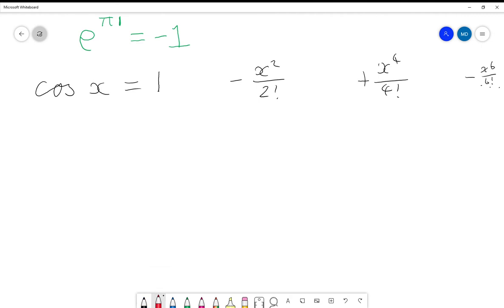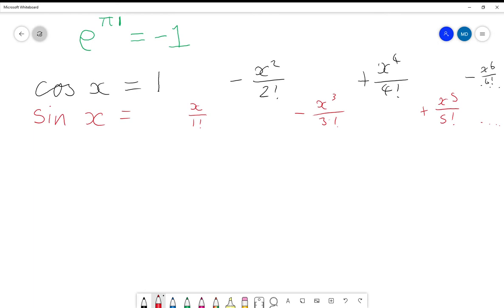And then I'm going to write out the Maclaurin series for sine of x, and that's going to be equal to x to the power of 1 over 1 factorial minus x cubed over 3 factorial plus x to the 5 over 5 factorial, and that carries on forever as well.